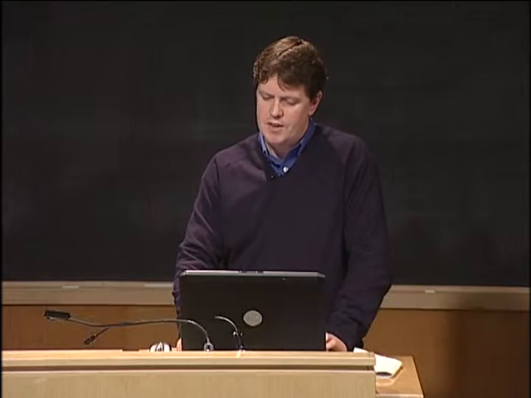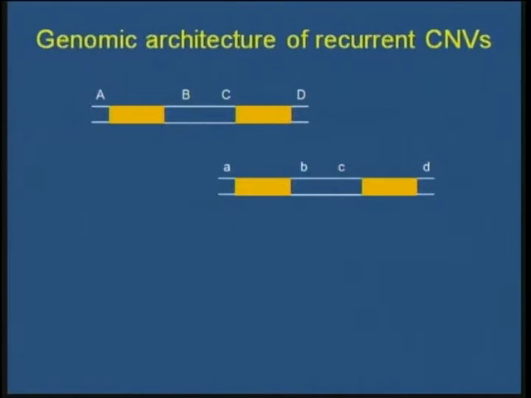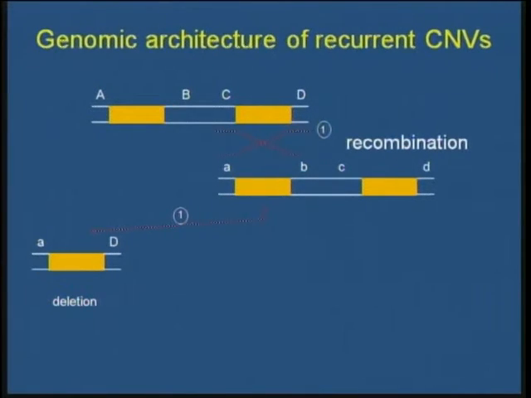So how does the genomic architecture lead to these recurrent CNVs? This is an example of a DNA fragment that's come close to another DNA fragment of high homology during meiosis. During recombination, you can see that A recombines with D to loop out B and C, and the recombination occurs in between these orange segments of segmental duplication. So you end up with a deletion of the BC fragment.